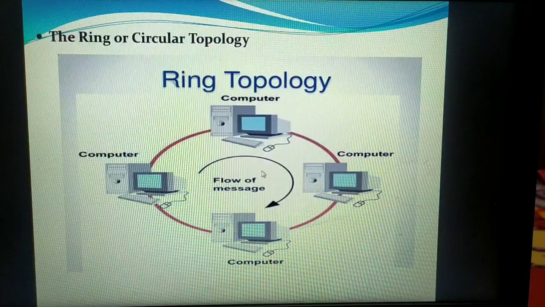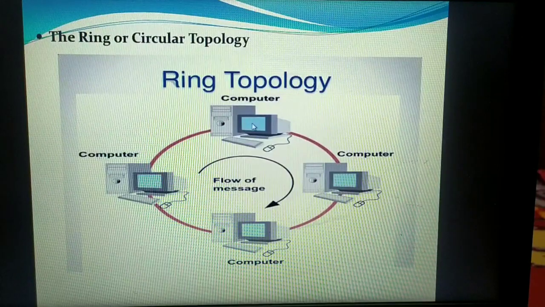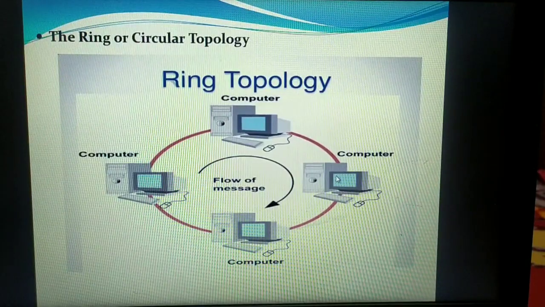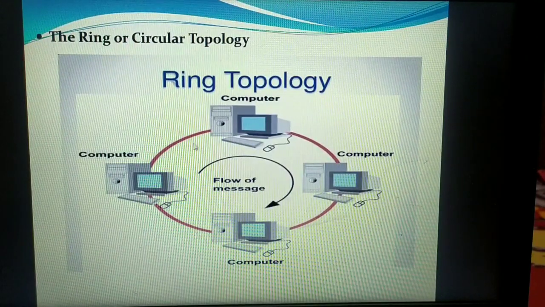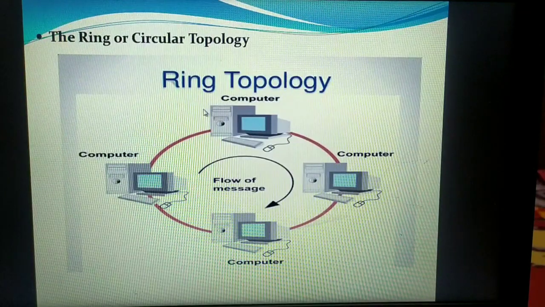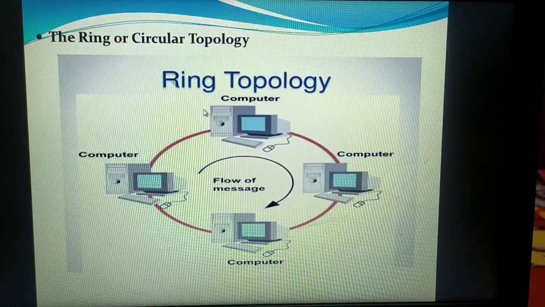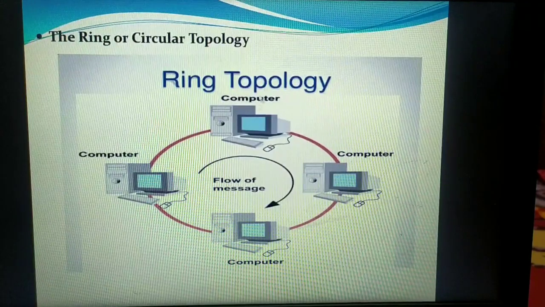Here you can see the arrow mark. It shows the flow of the message. That means the packet moves from one node to another. Next the packet arrives here, next the packet arrives here, and next the packet arrives here. Then the same packet comes back to the sender node, and the sender node will discard that packet. I hope you are understanding, right?